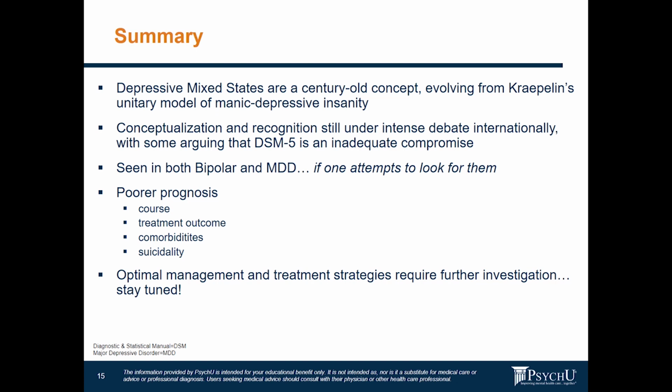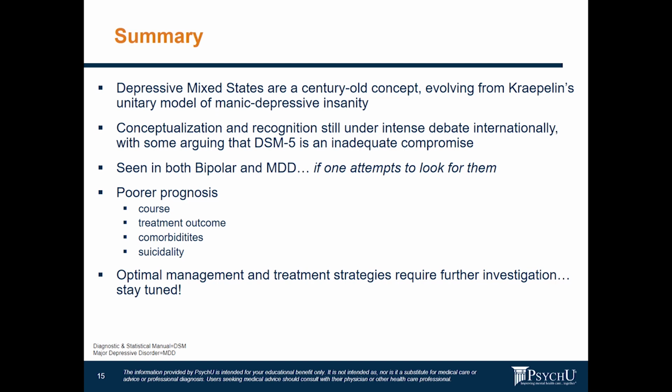Those three very broad dimensions are really key and remain key to this day to understanding what we currently call mood disorders. The conceptualization and recognition, best way to recognize these is still under really intense debate internationally. And the US does have a ways to catch up. And there's been quite significant written in the last few years, fairly critical of DSM-5 even, that it's really an inadequate compromise. And we need more clinically useful ways that are going to help clinicians recognize this on a day-to-day basis.